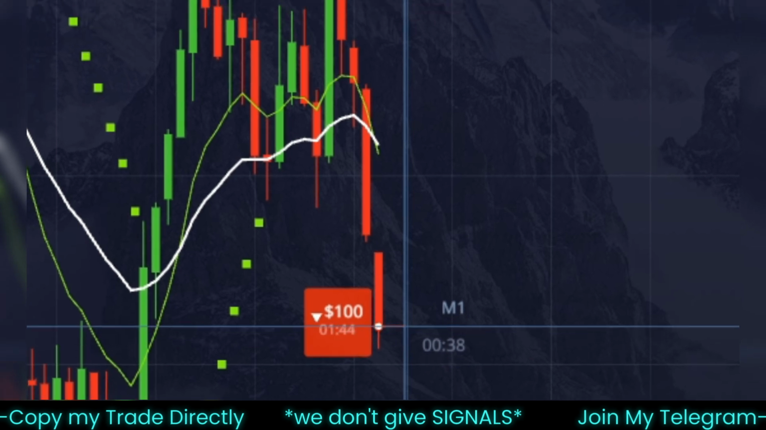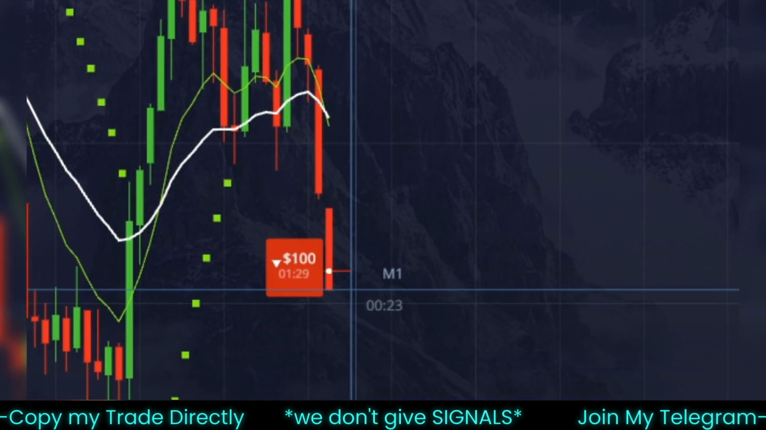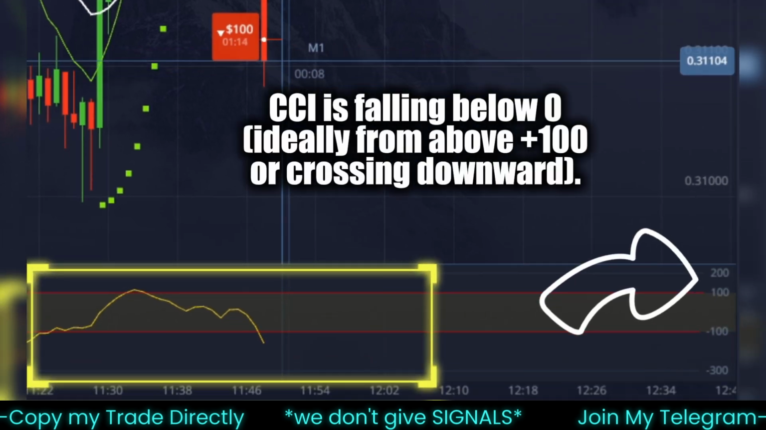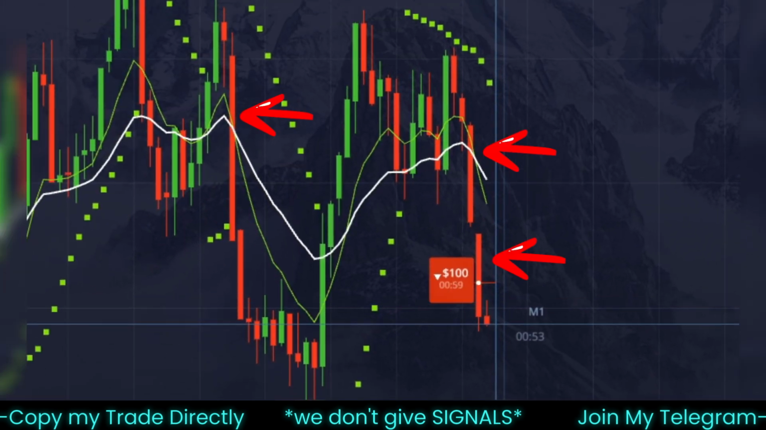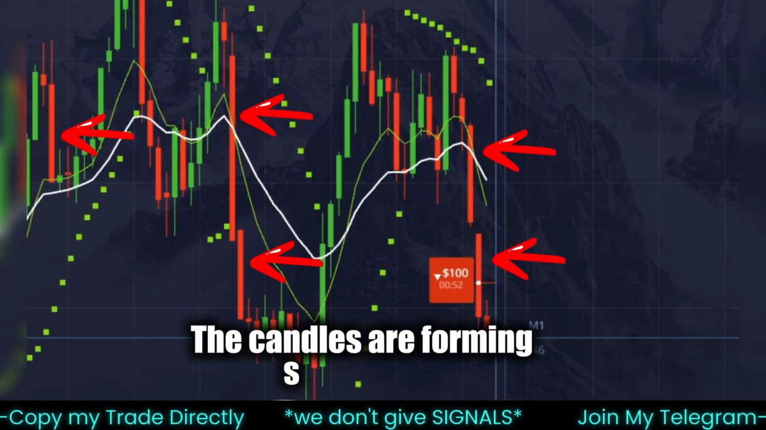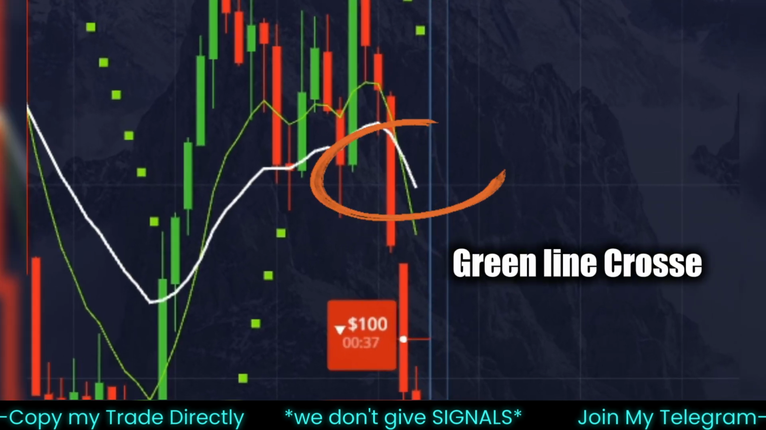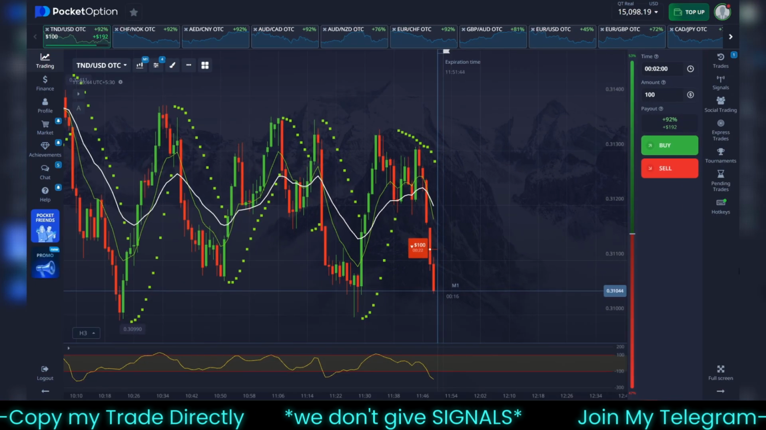You can see the parabolic SAR dots are above the candle, and the CCI indicator also crossed just a bit of this 100 level line and came inside. And you can see, guys, the volume of sellers is so high because the candles are forming so big here. And then I checked that this green line is crossing this white line in the down direction. So after taking all these indications, I took entry here. So let's wait and see what happens.